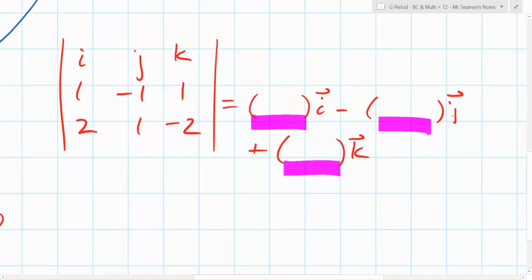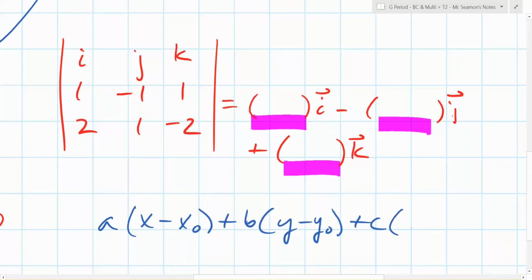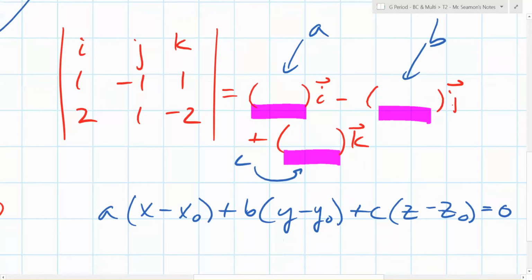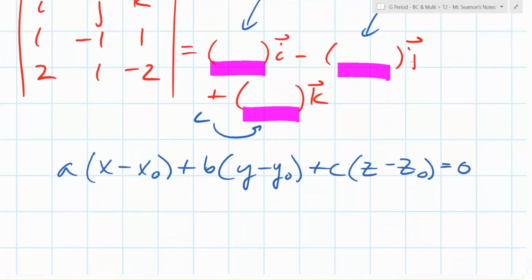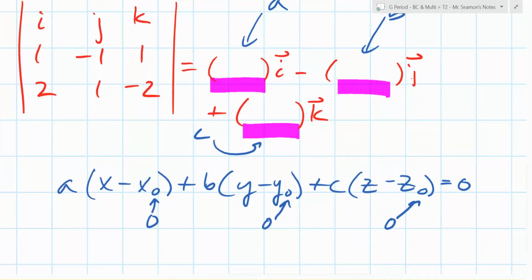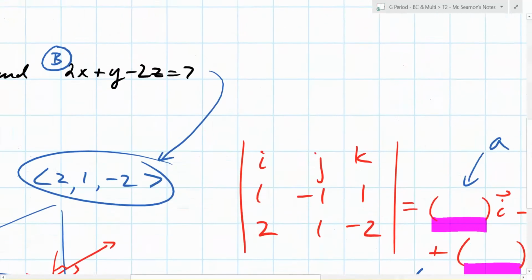Because what is the general equation for a plane? What's that nice equation? a times (x minus x naught) plus b times (y minus y naught) plus c times (z minus z naught) equals 0. And where's a, b, and c? That's a, that's b, and this is c. And you already know what x naught, y naught, and z naught are because they gave us a point. Those are going to be 0, 0, and 0. So then once you get those three numbers, I'm not going to do the cross product, but do you understand the basic picture of what's going on here?